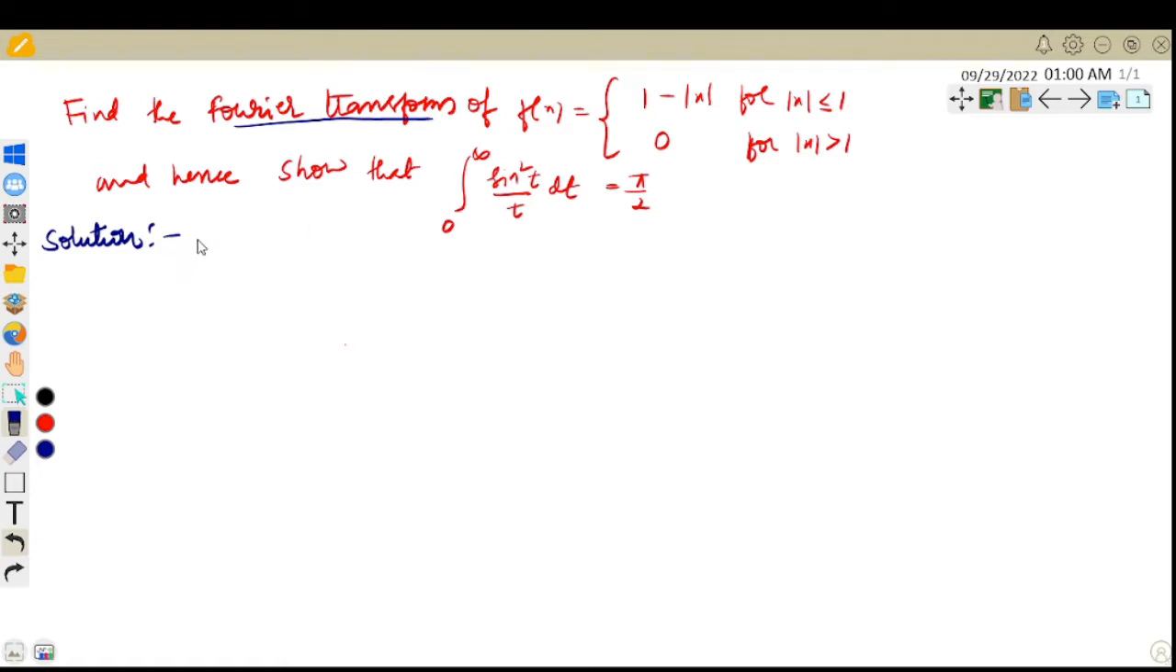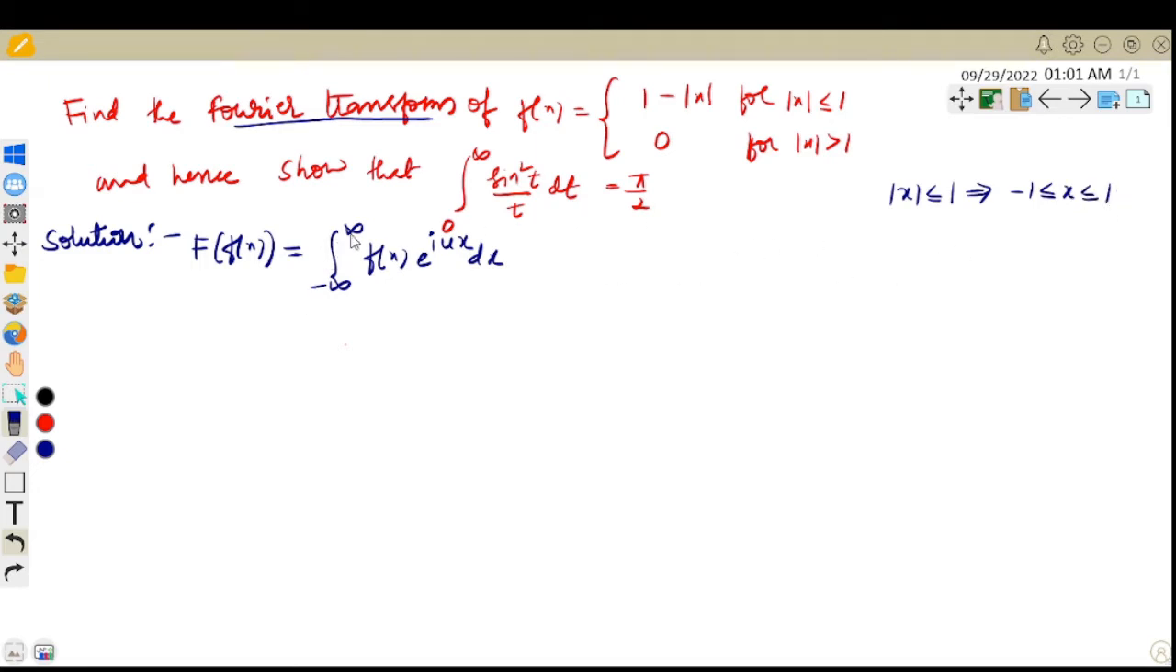First, you can write the Fourier transform of f of x, which is the integral from minus infinity to infinity of f of x into e raised to iux dx. And as I told you already, what does modulus of x less than or equal to 1 mean, I explained in the last video, which means minus 1 less than or equal to x less than or equal to 1.